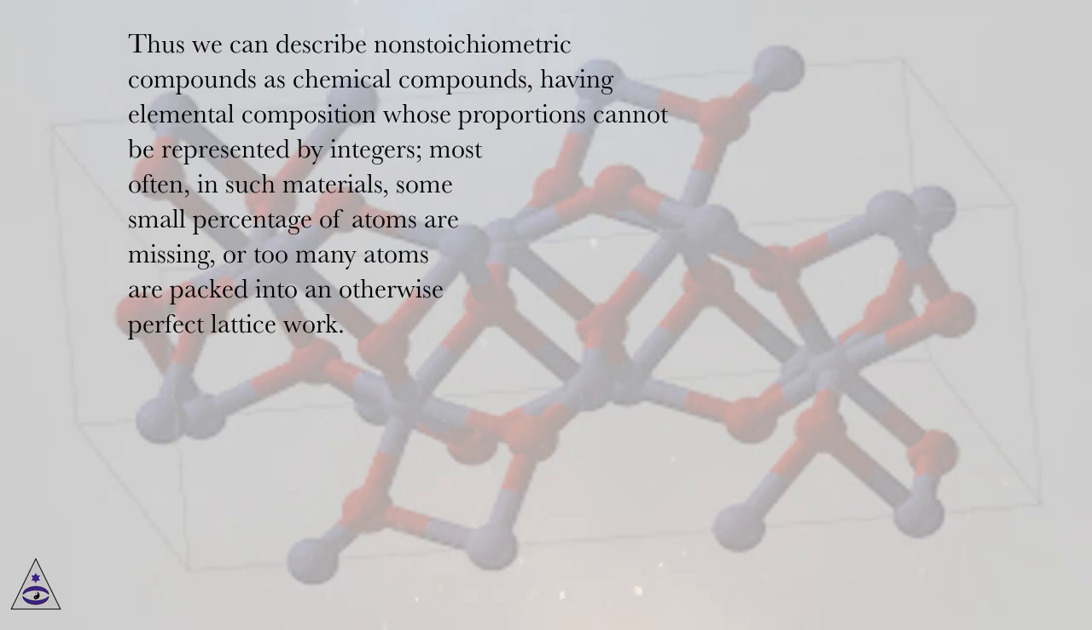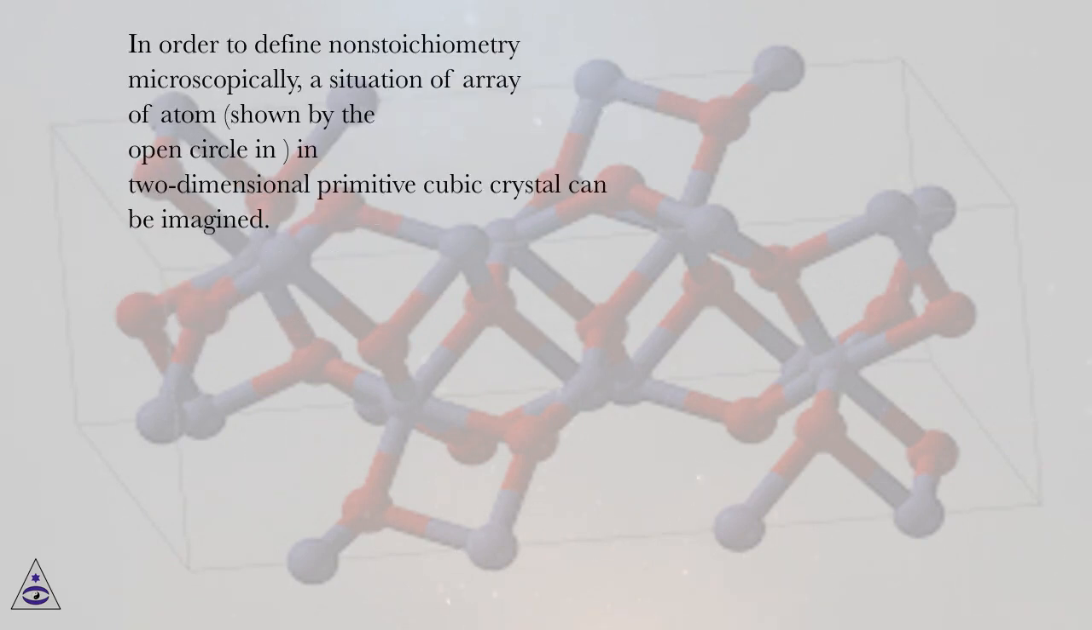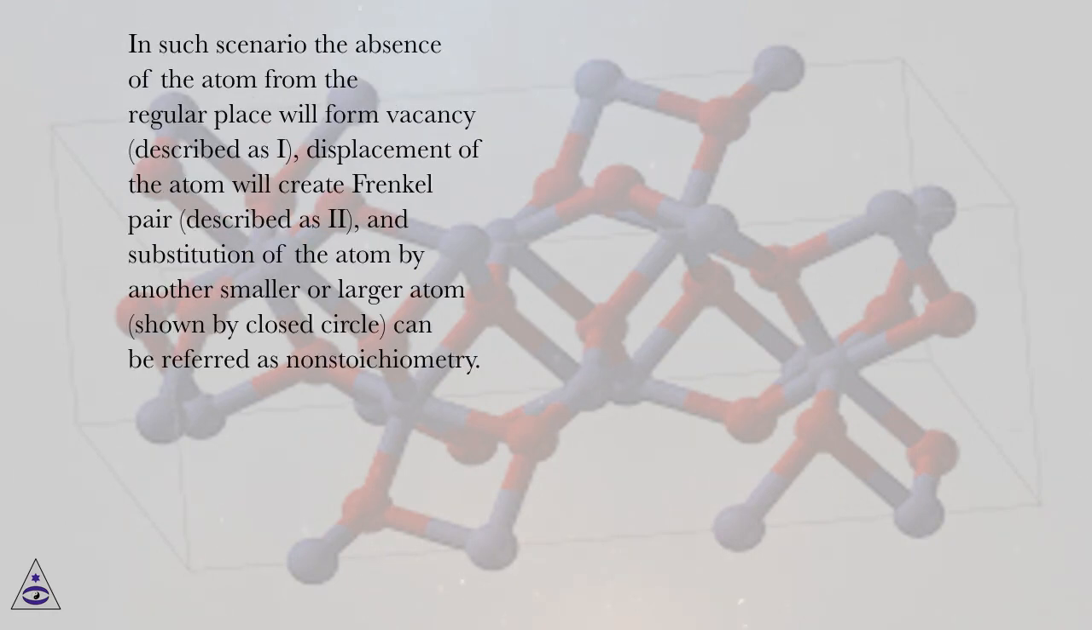otherwise perfect lattice work. In order to define non-stoichiometry microscopically, a situation of an array of atoms, shown by the open circles in a two-dimensional primitive cubic crystal, can be imagined. In such a scenario, the absence of an atom from the regular place will form a vacancy, described as 1, displacement of the atom will create a Frenkel pair, described as 2, and substitution of the atom by another smaller or larger atom, shown by the closed circle, can be referred to as non-stoichiometry.